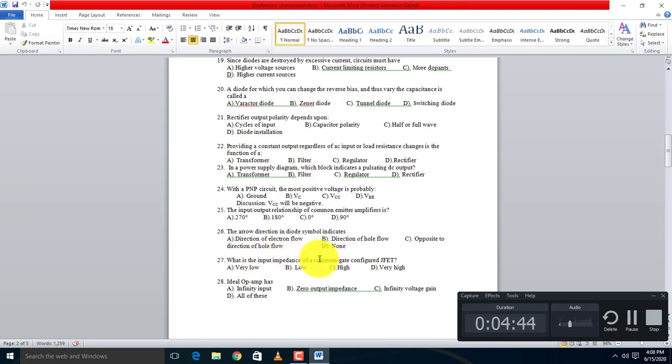What is the input impedance of a common gate configured JFET?